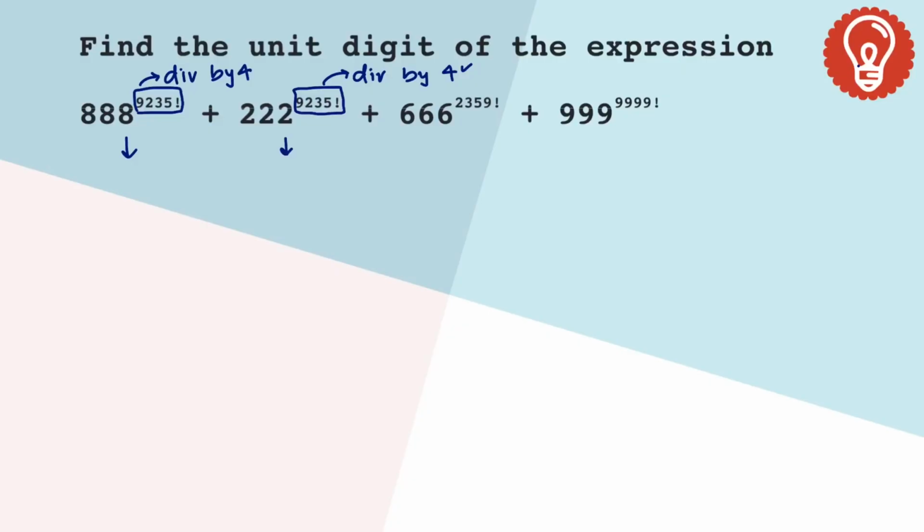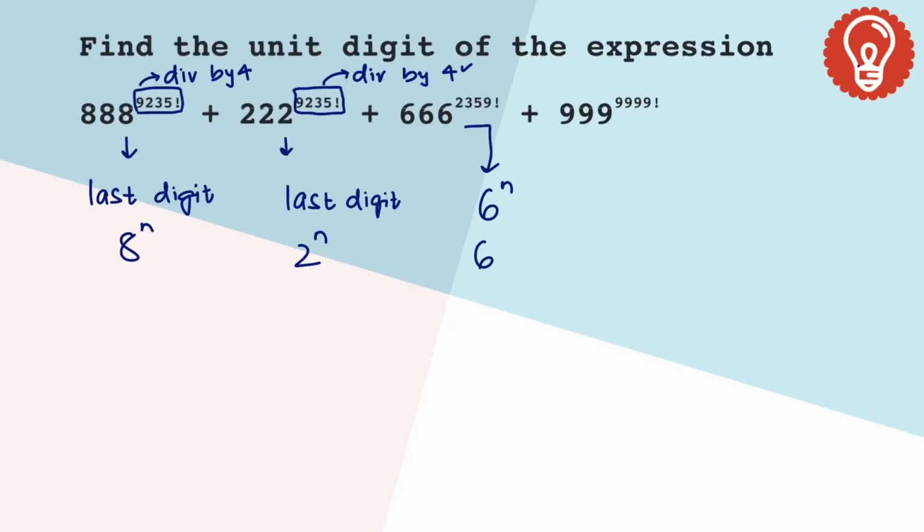So that gives us the last digit of the 8 power n series. Similarly, it's divisible by 4, so the remainder is 0. So this is also the last digit of the 2 power n series. And this is 6 power any number, which is always 6 in the unit place. And now if you notice, this is a different factorial. But we know any factorial greater than or equal to 2 factorial is always an even number. So this is basically 9 power an even number.